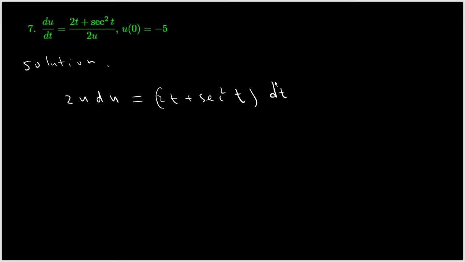So do I get everything right? And then what we do is to integrate two sides of the equation. We have the integral of 2u du is equal to, on the right hand side, the integral of 2t plus secant of t the whole thing squared dt.